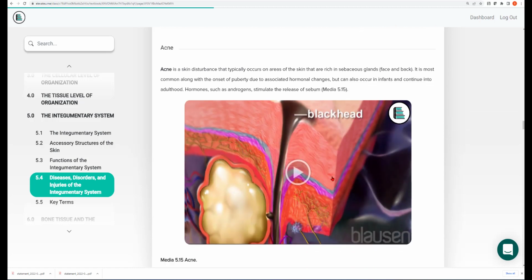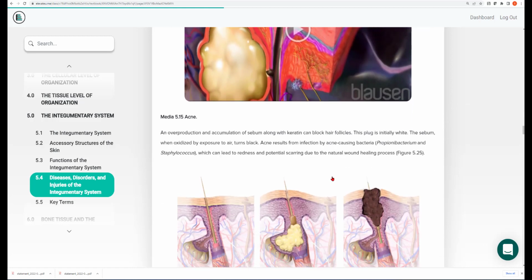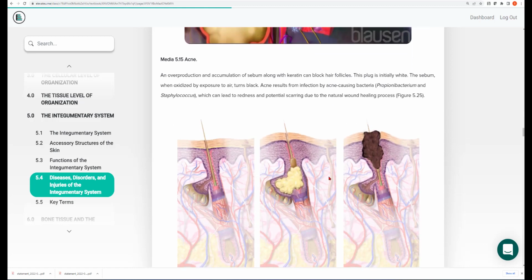So acne comes in two basic flavors: whiteheads and blackheads. What's the difference? Here is a hair follicle on the left. Here is a sebaceous gland. That sebaceous gland is now releasing a lot of its products, and oftentimes that can get some bacteria down in here, can cause this to get red and swollen. And if all of this is underneath the surface of the skin, then this is a whitehead.